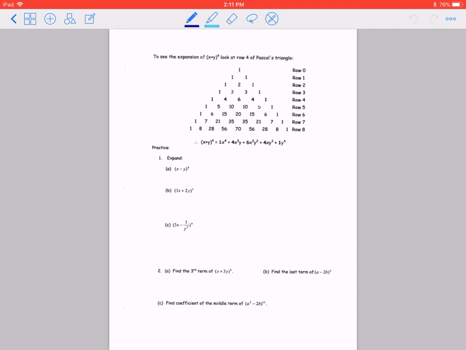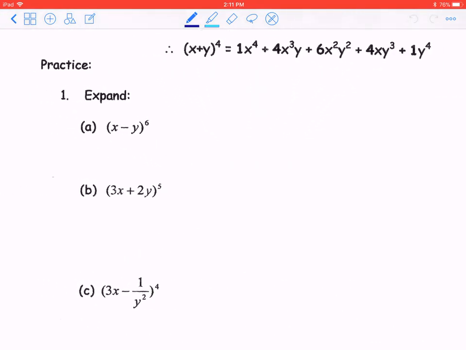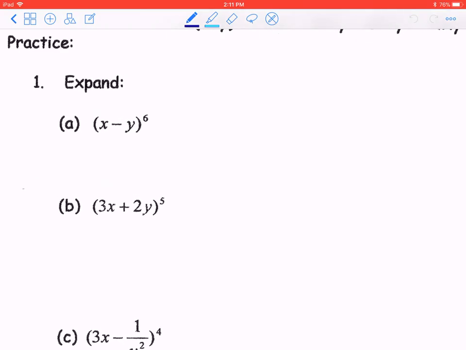But let's actually show you how to do some of this. Here we go. Make sure you try this with me. Example number 1, expand. Now, if you have x minus y in brackets to the power of 6, here's the first step. Since the exponent is 6, you're thinking specifically row 6.